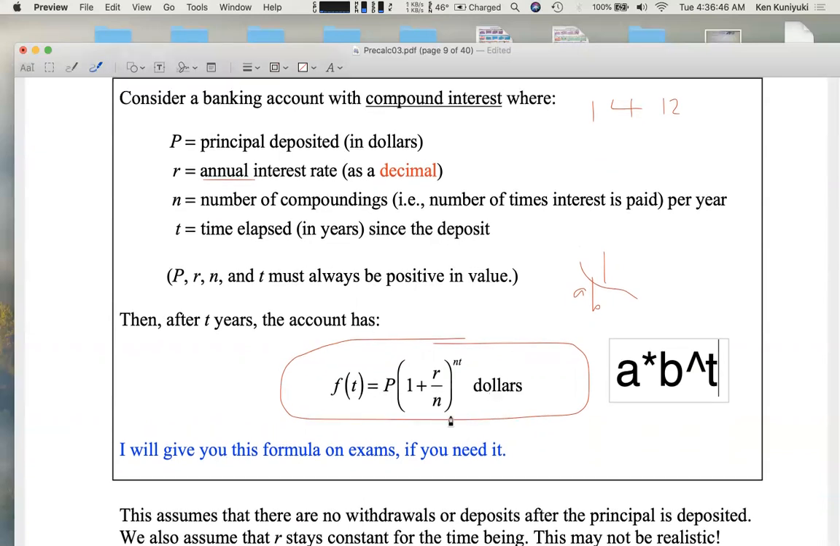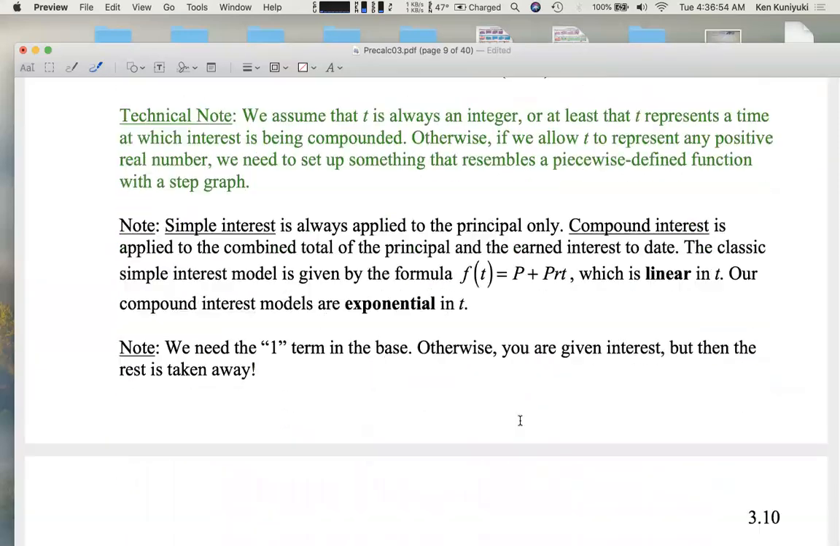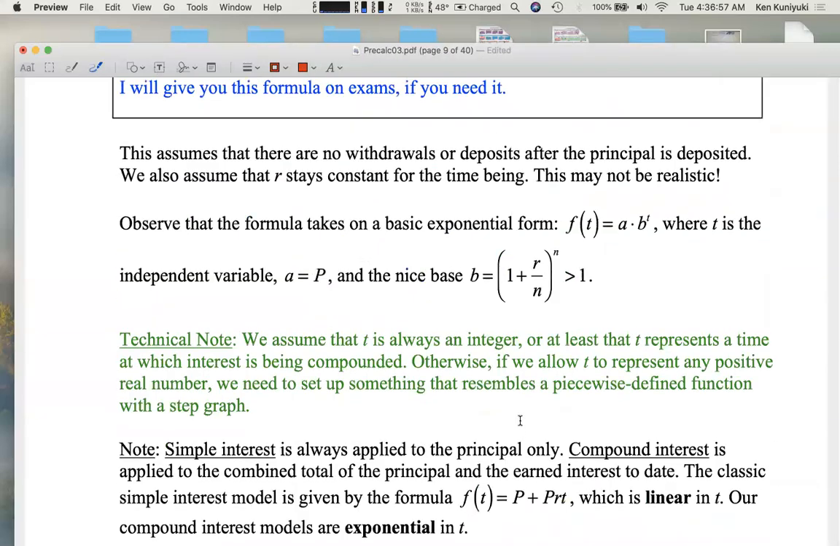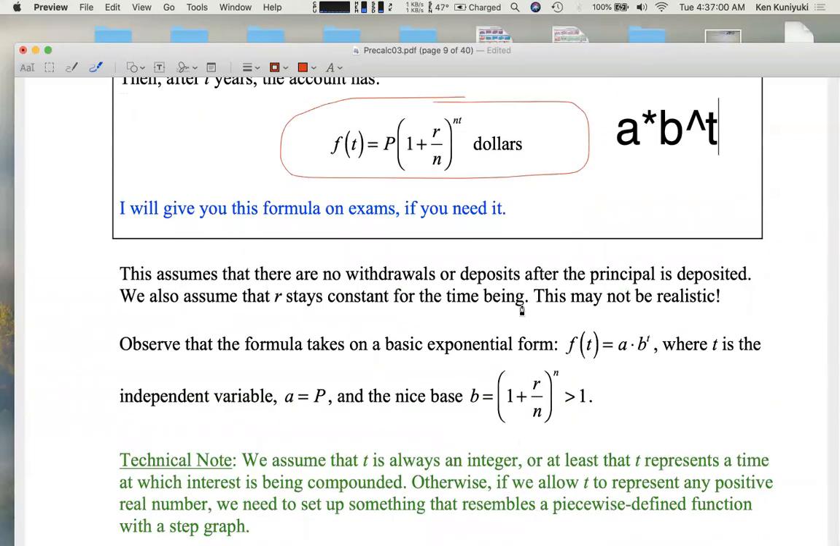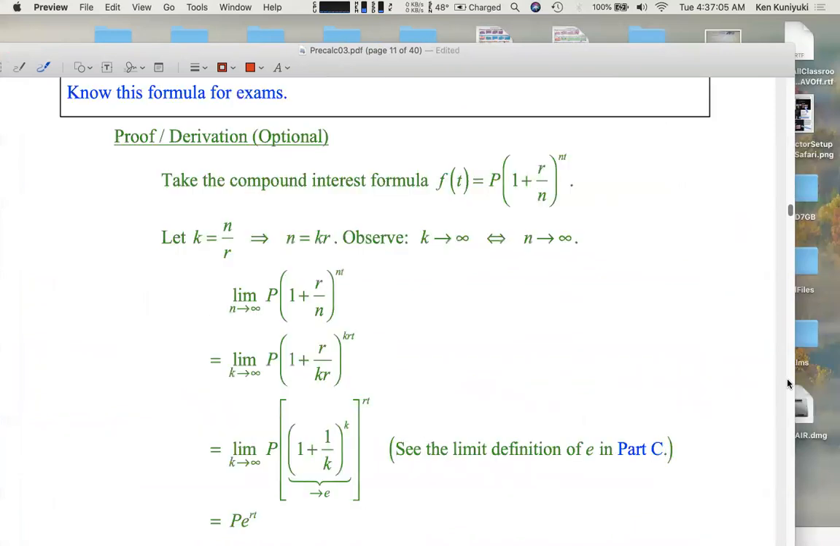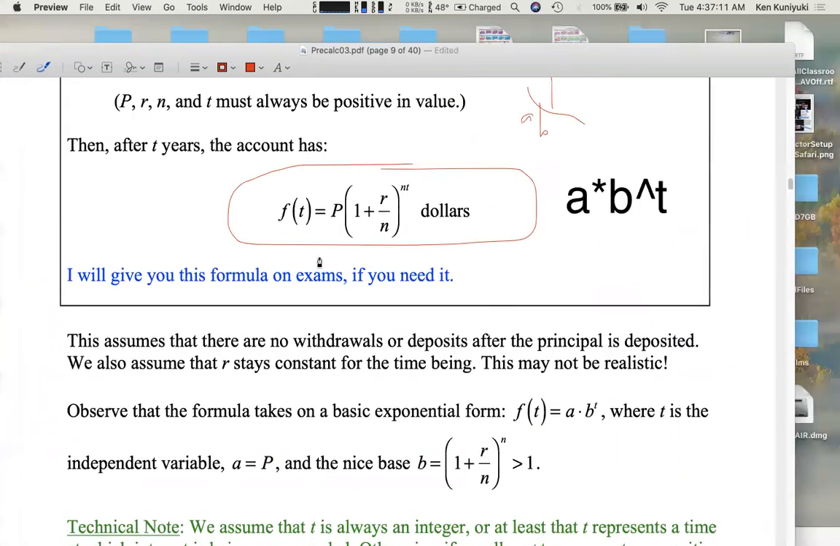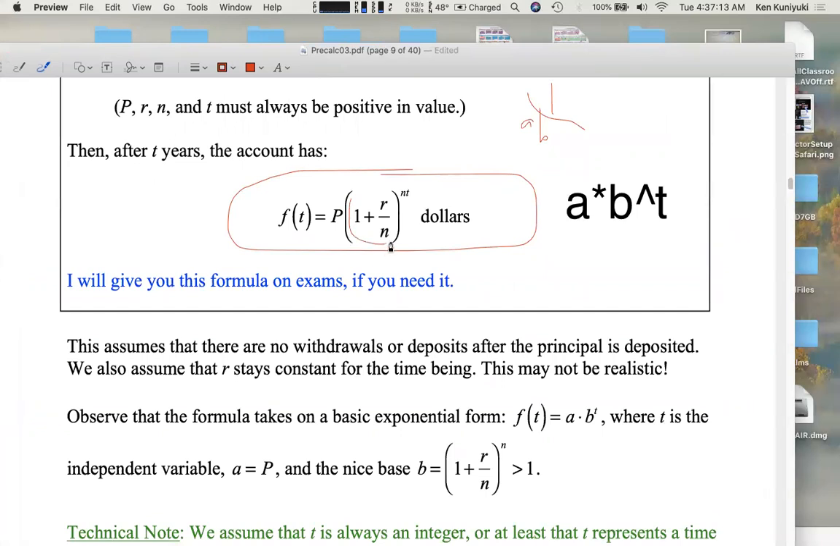Now again, the bad news is it looks like this. The good news is that on an exam, I would never have people memorize this. Now in case you want a brief explanation as to why it's exponential, the reason is that this here, 1 plus r over n all to the n, got to be careful there, all right? So this is of the form a times b to the t, where b is this guy in here. All right, so this is exponential.